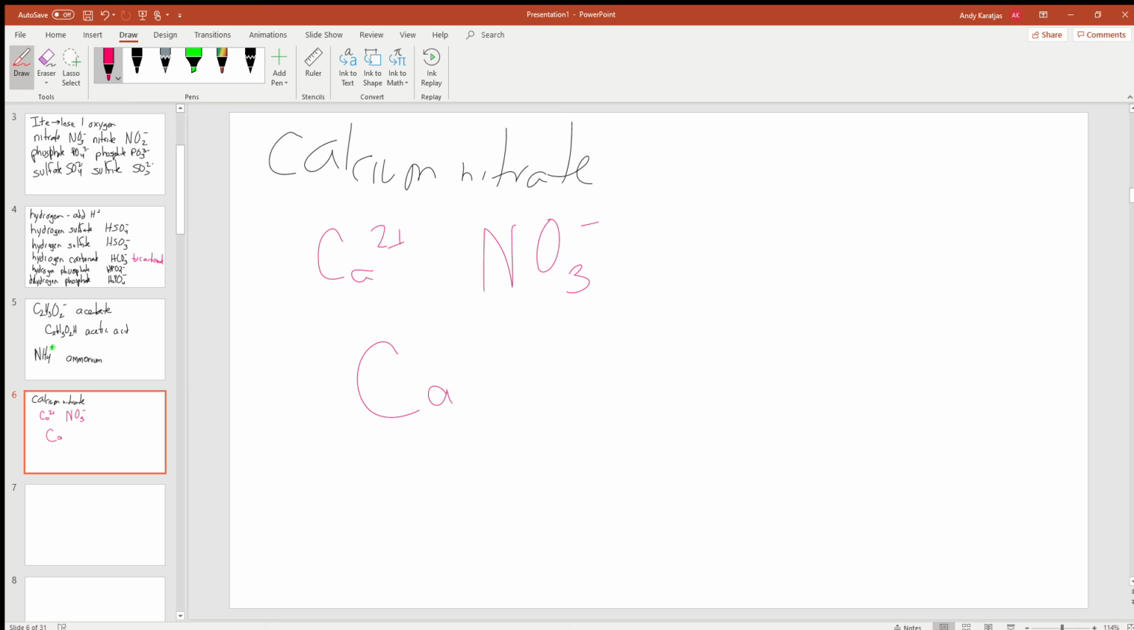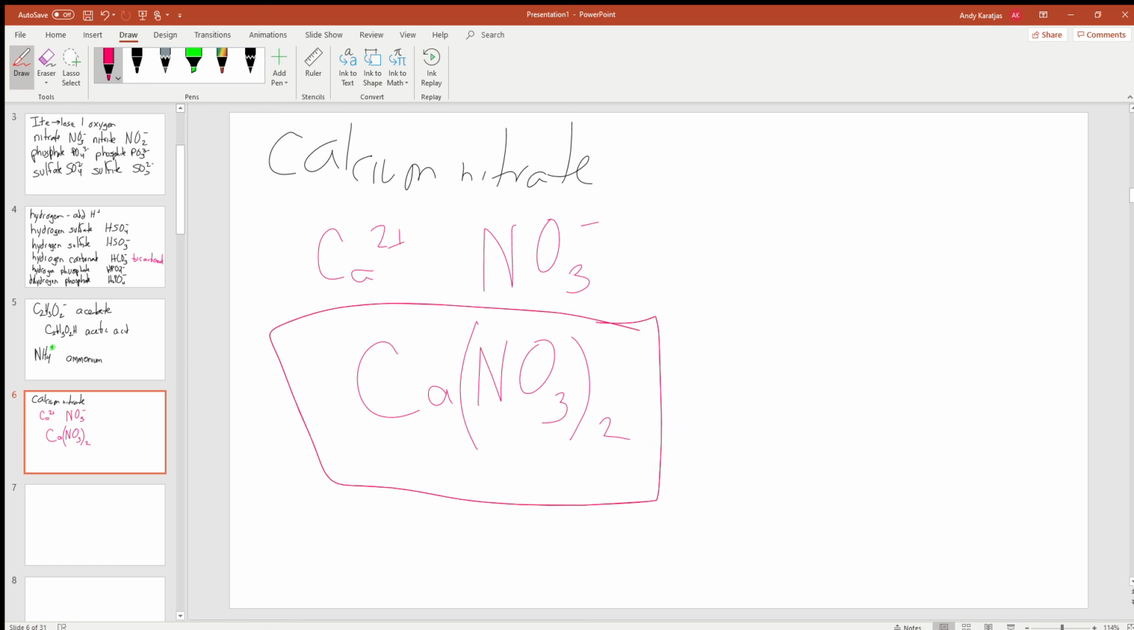So 1 calcium and 2 nitrates. But in order to show 2 nitrates, and so that we know it's the entire nitrate group that we have 2 of, we put parentheses around the nitrate group and place a subscript 2. That means the 2 and those parentheses applies to that entire nitrate group. And so that's our formula for calcium nitrate.